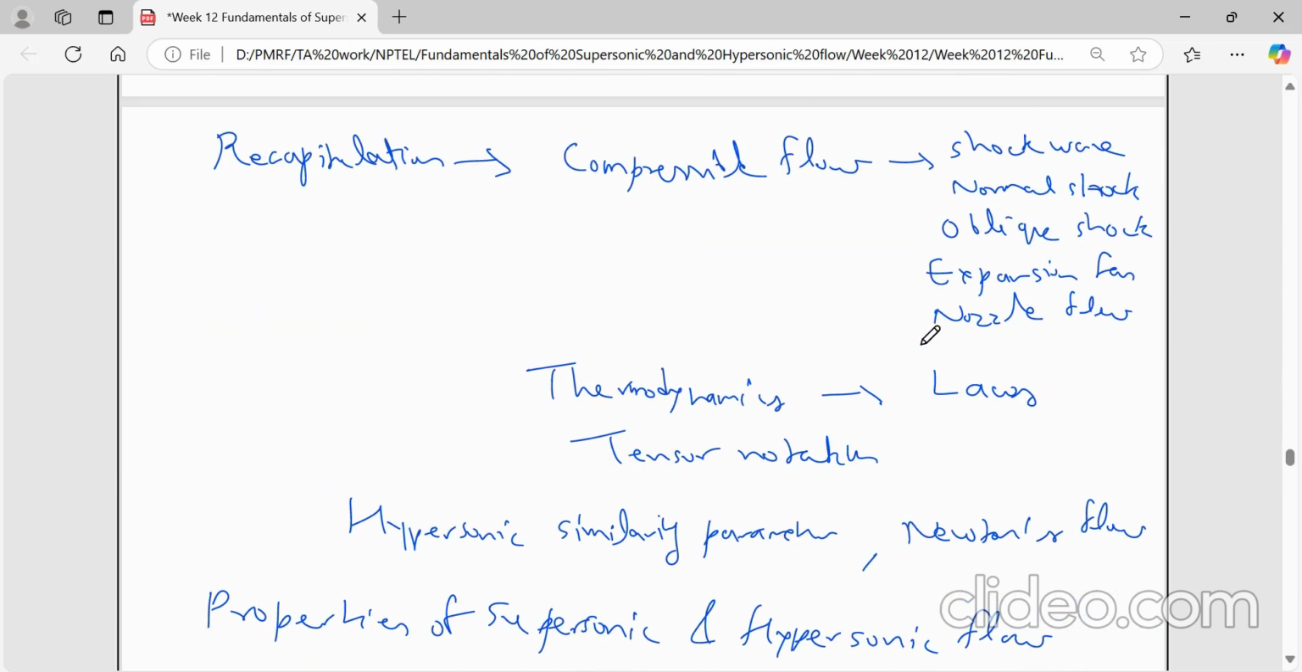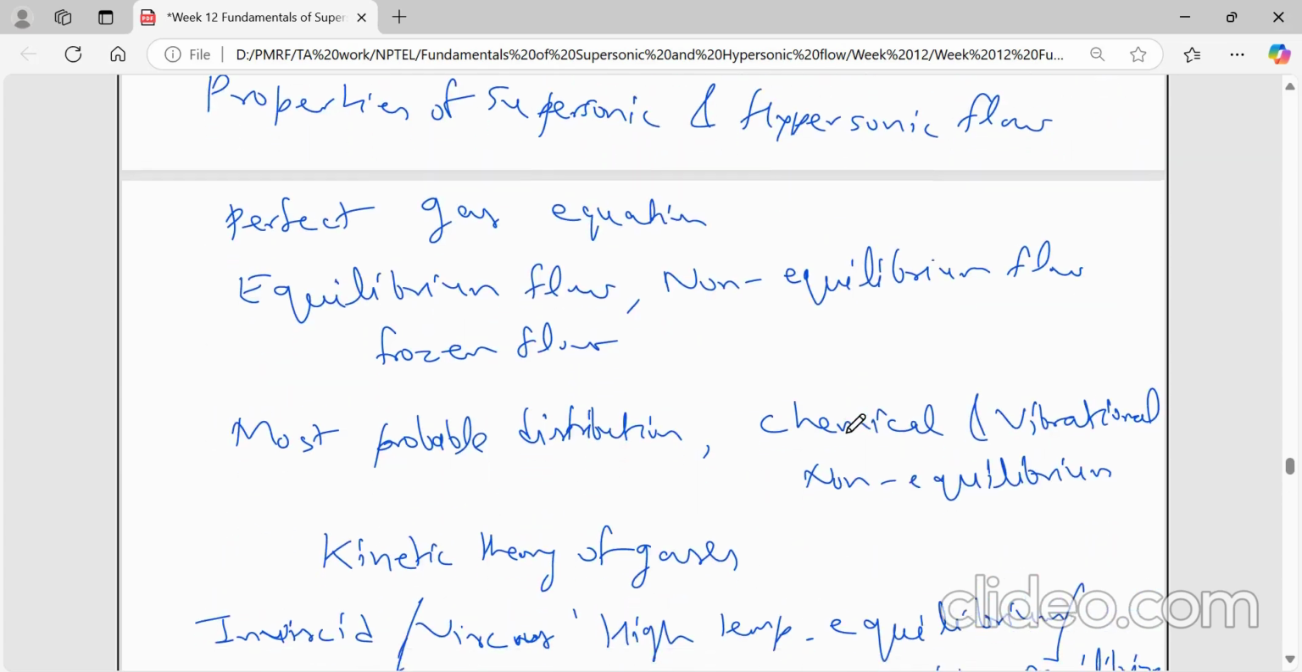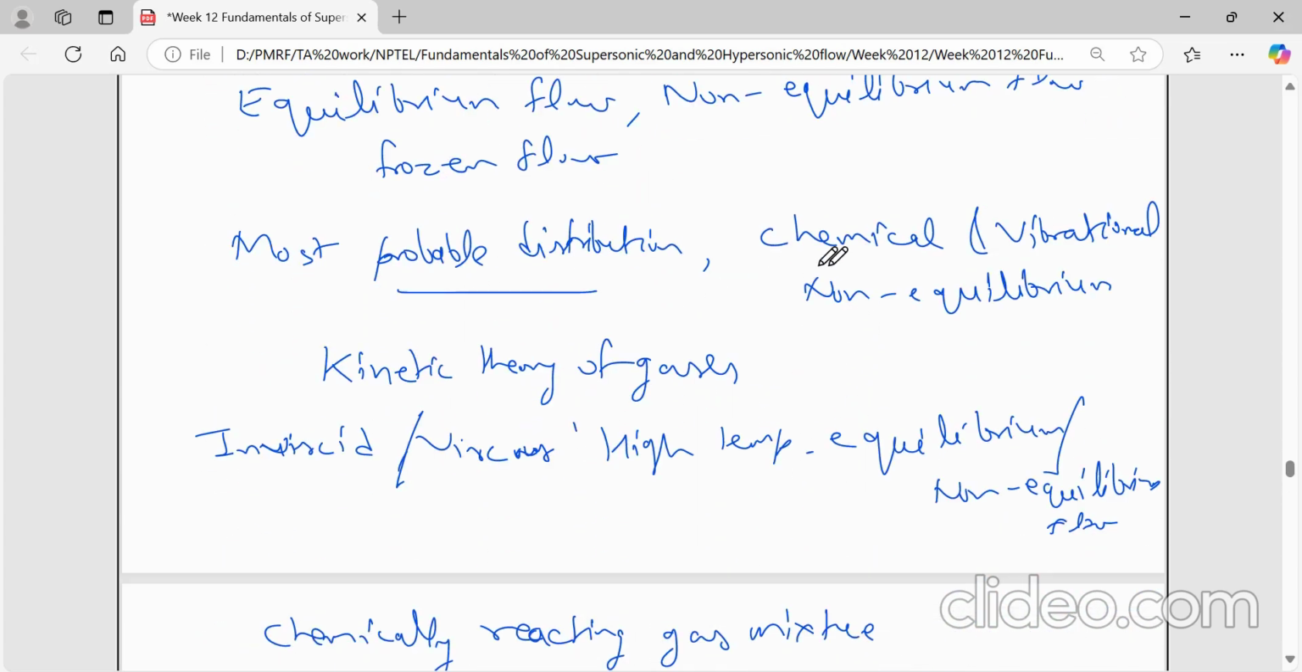There are some more topics, and all these topics were covered in great detail, like chemical and non-equilibrium flow, in which we discussed high temperature equilibrium and non-equilibrium flow. These were studied in very much detail.